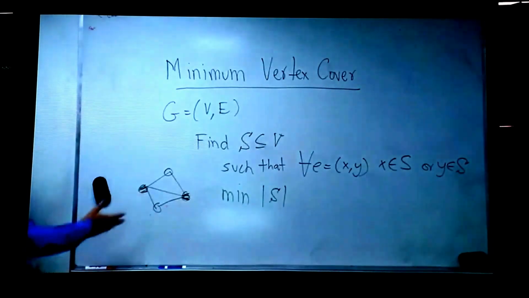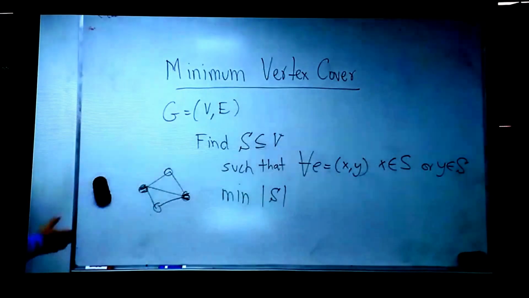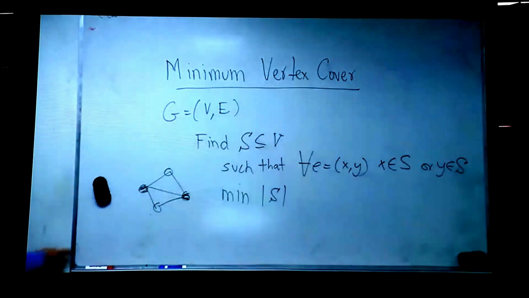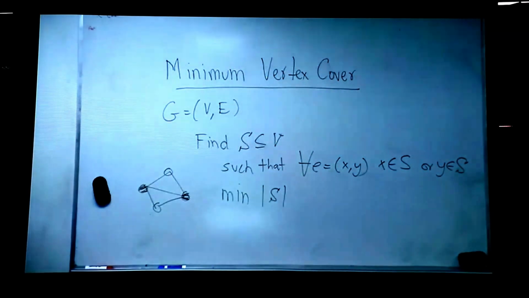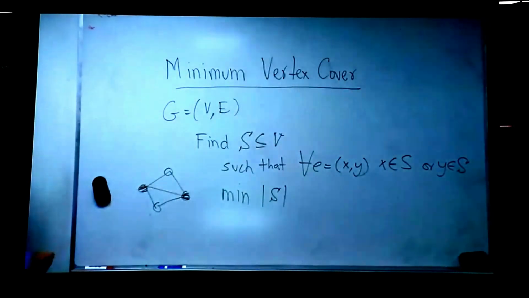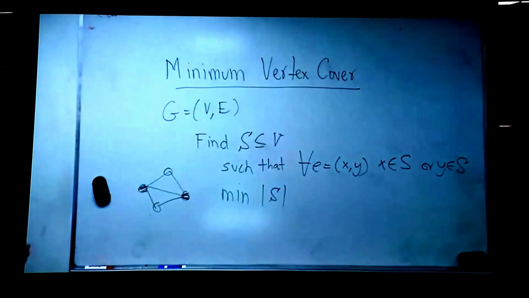Okay. Now, of course, we could take all four nodes or some subset of three nodes and cover all the edges that way, but the goal is to minimize the size of S. In this case, these two nodes give you an optimum solution. If you try to pick this pair of vertices, notice that this edge would still be left uncovered. So this is the minimum vertex cover problem.